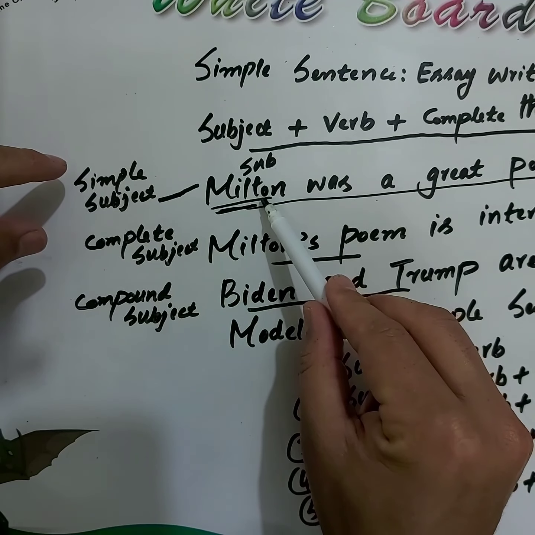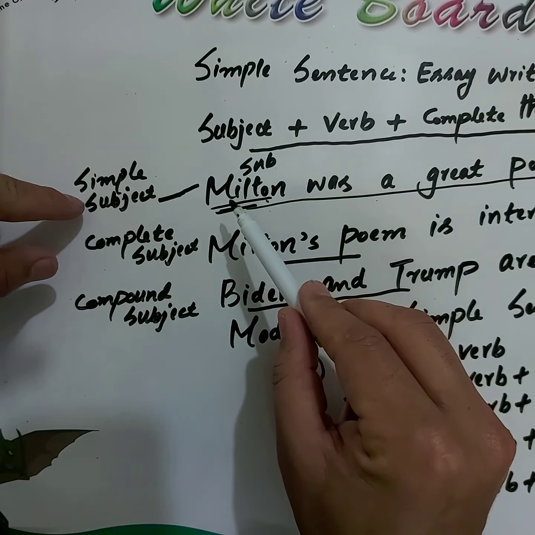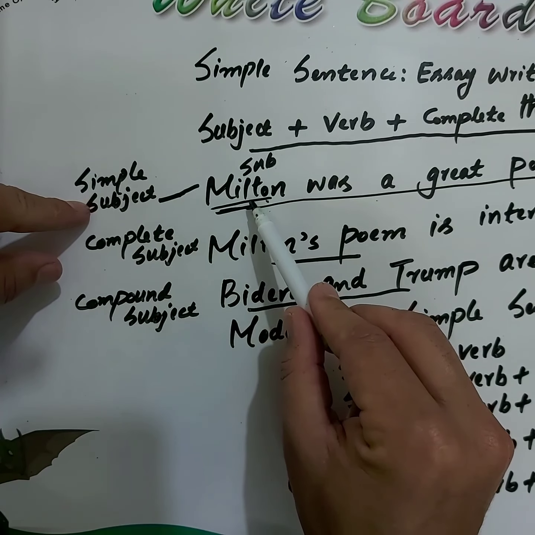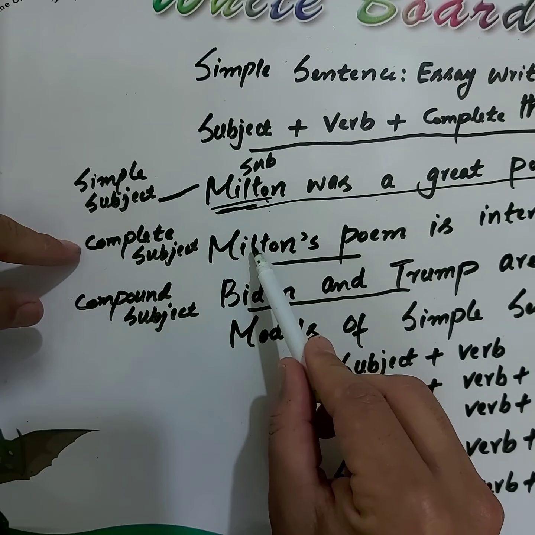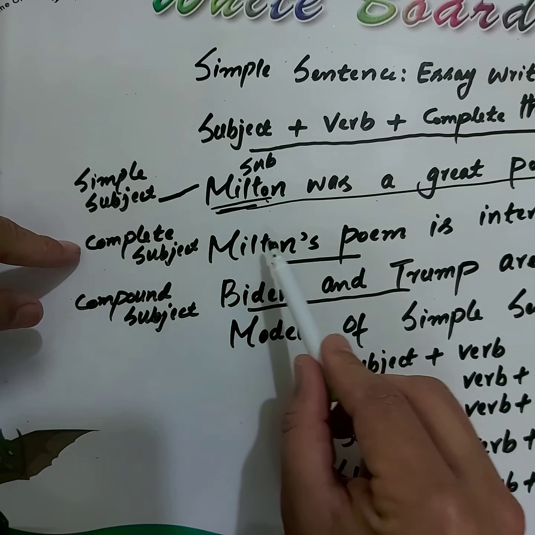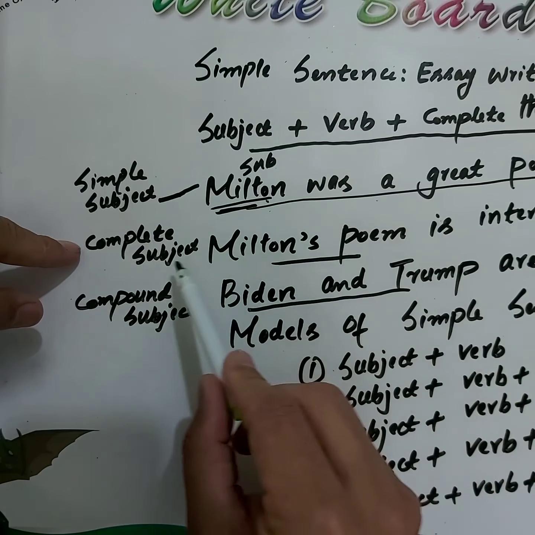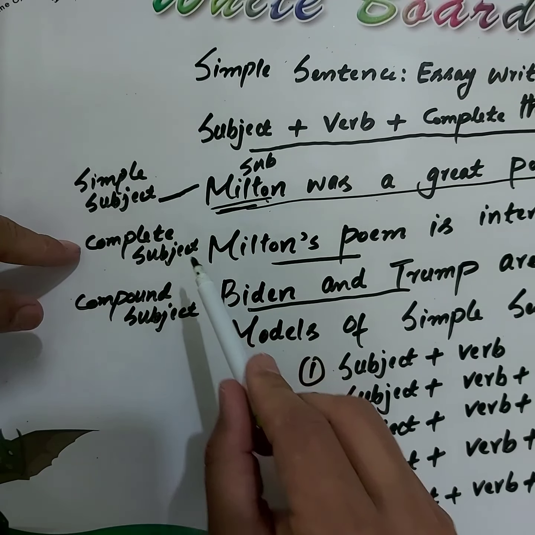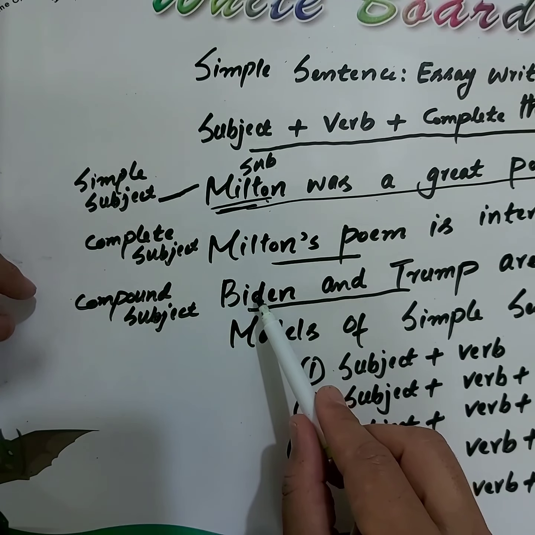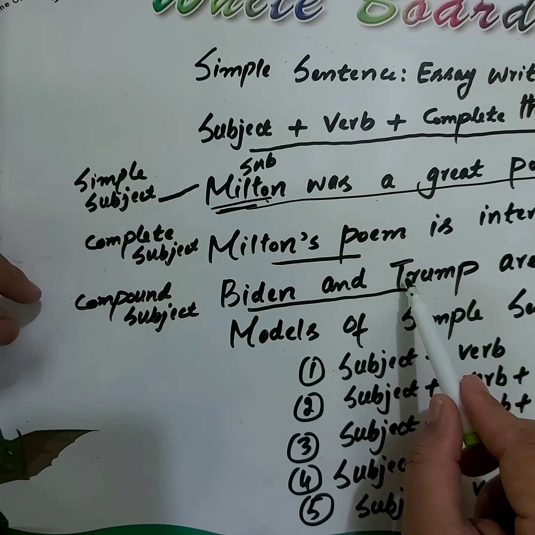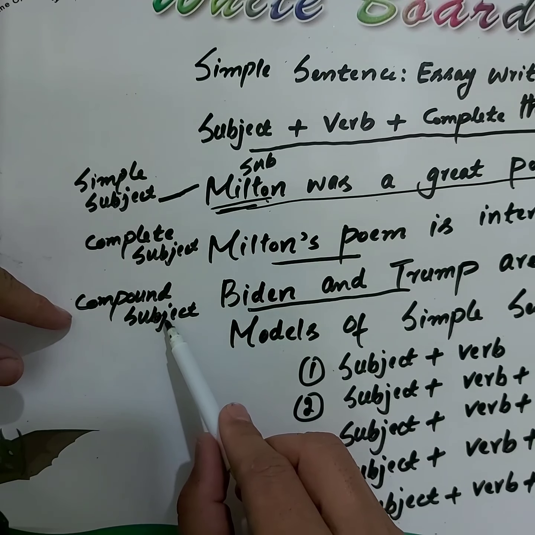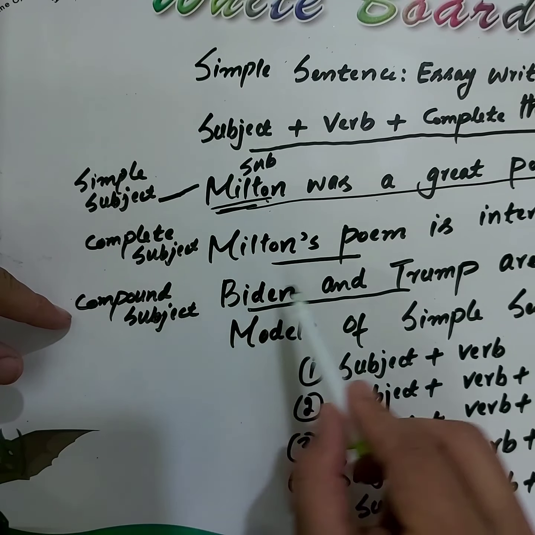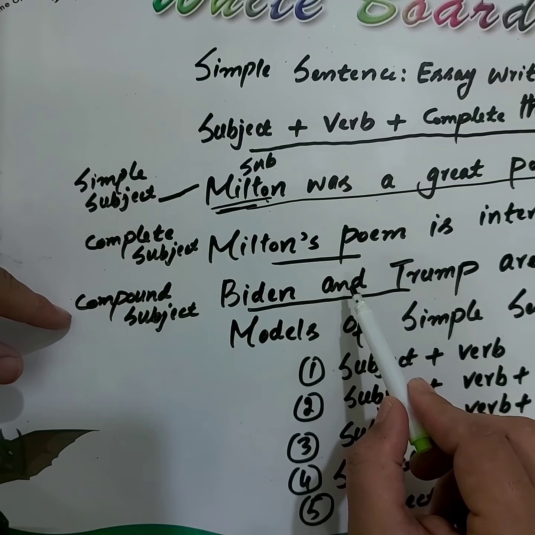A single subject is called a simple subject, like Milton. Students, a single subject plus modifier is called complete subject. Students, a single subject plus a single subject are called compound subject. This is your coordinating conjunction.